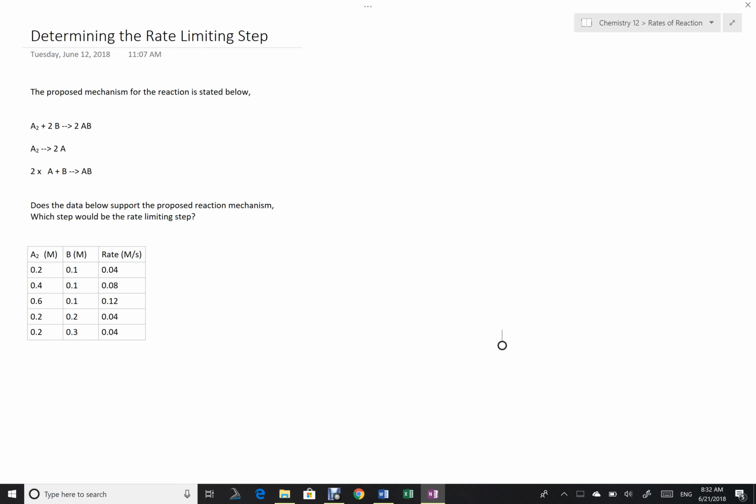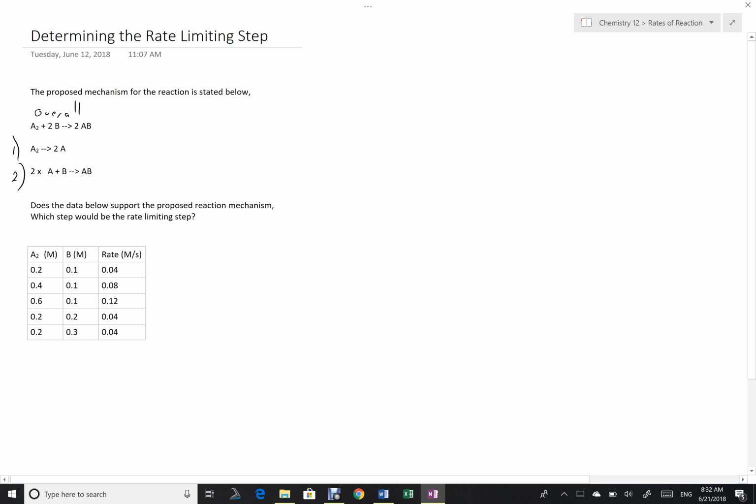Here we have a proposed reaction mechanism. We're going to assume that this is the overall reaction, and we're going to assume that this happens in two possible steps. What we want to know is which one of those steps is the rate limiting step, or the slow step. So here's our data that we collected from our lab.